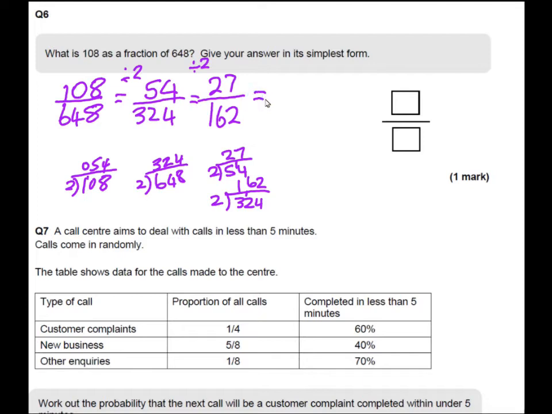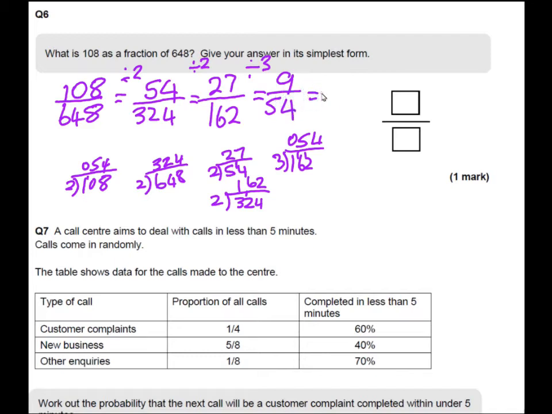Now, we're looking at 27 and we're saying it's an odd number so it doesn't divide by 2, but I know it divides by 3. So let's just check if 162 divides by 3. Well, 3 goes into 16 5 times, remainder 1, and 3 goes into 12 4 times. So yes, it does. So if I divide by 3, my numerator, I get 9 over 54.